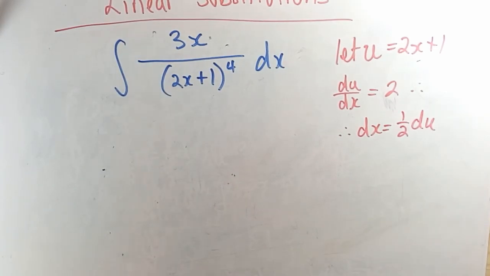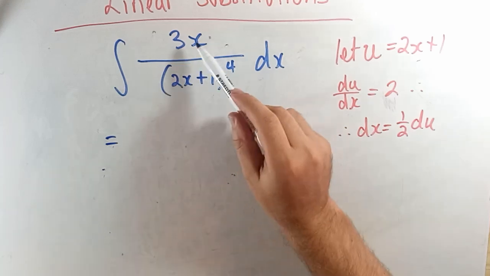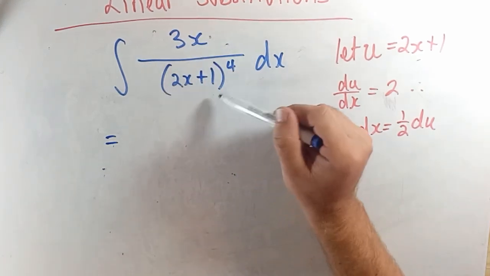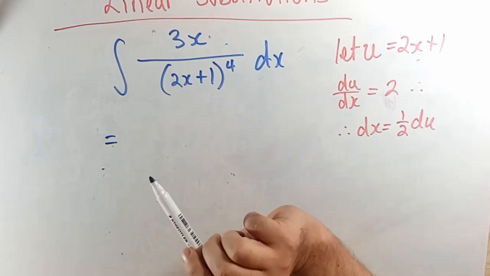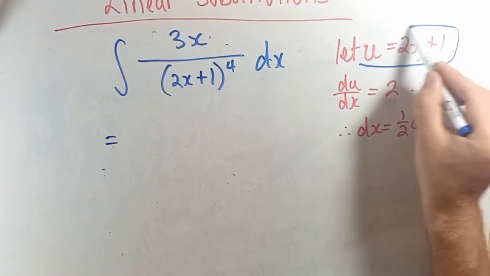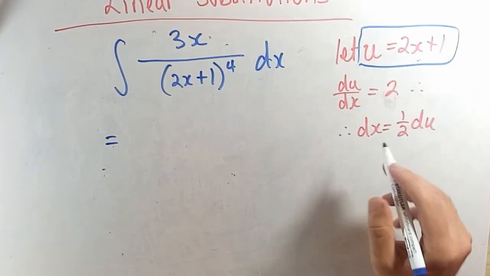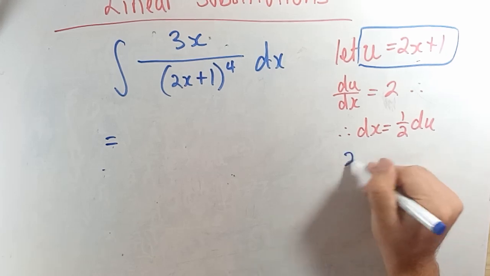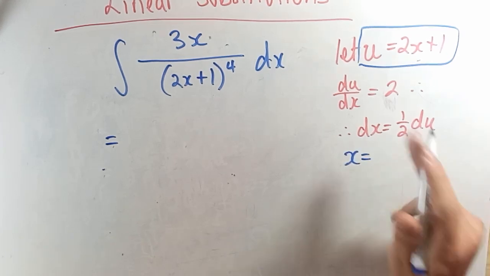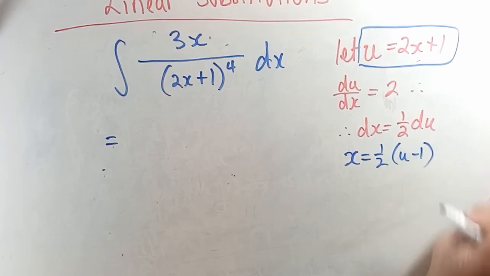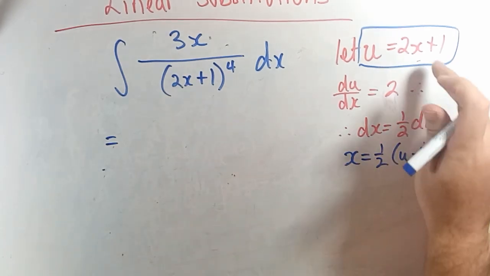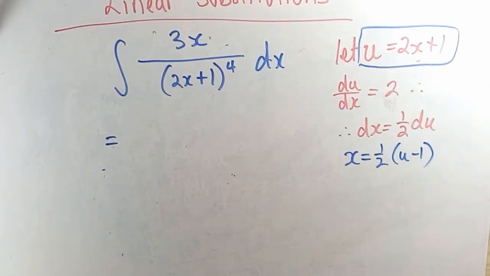All right, let's make that substitution. Here we go. Ooh, got a problem here. Got a 3x up here. So we can put the denominator in terms of u, but this is still going to be in terms of x. So let's use this formula. What's x equal to up here? x is equal to, in terms of u, u minus 1 on 2, 1/2 of u minus 1. That's rearranging this one for x.